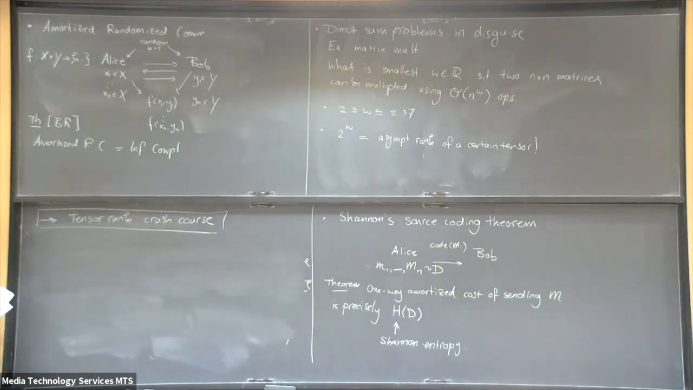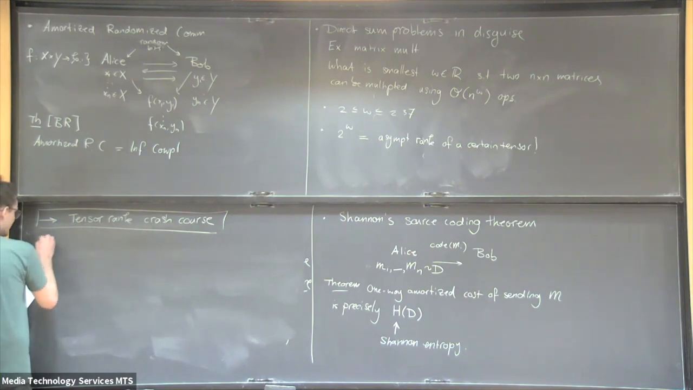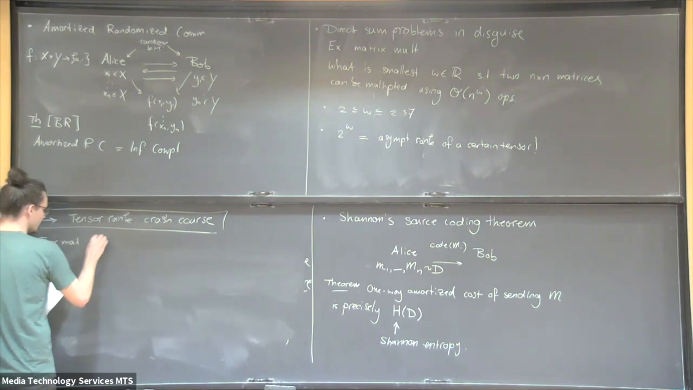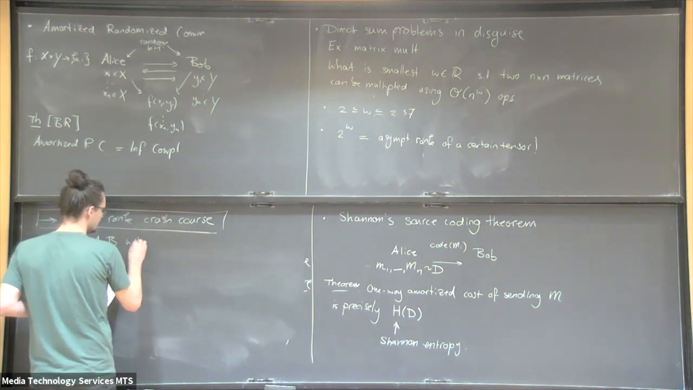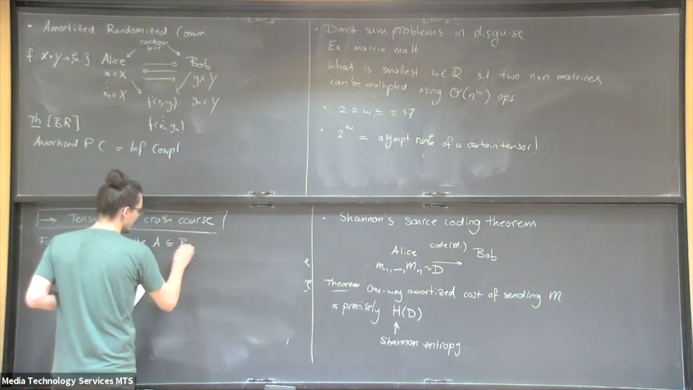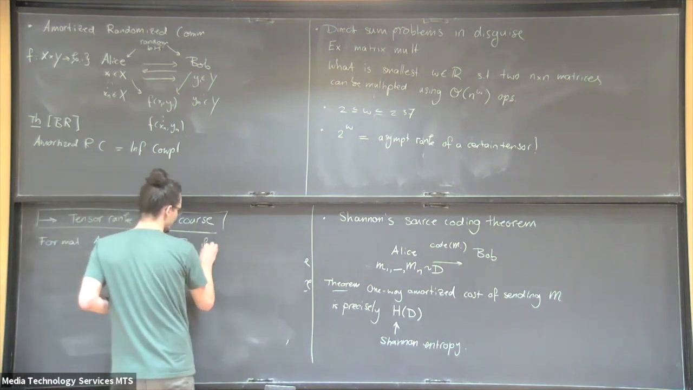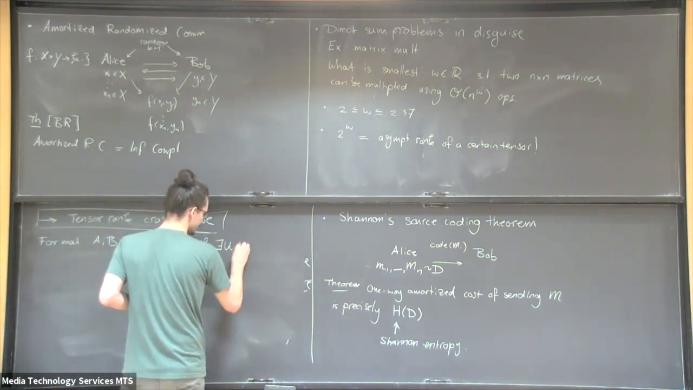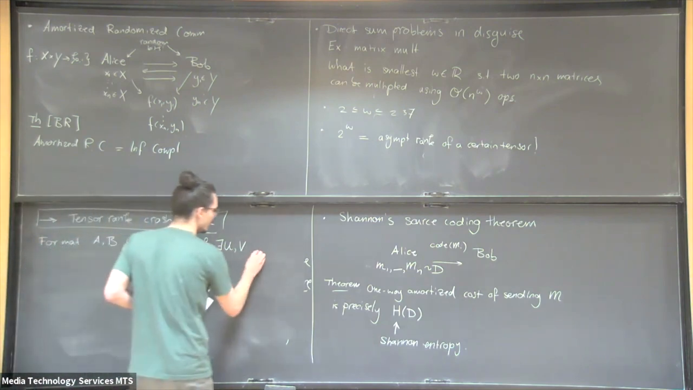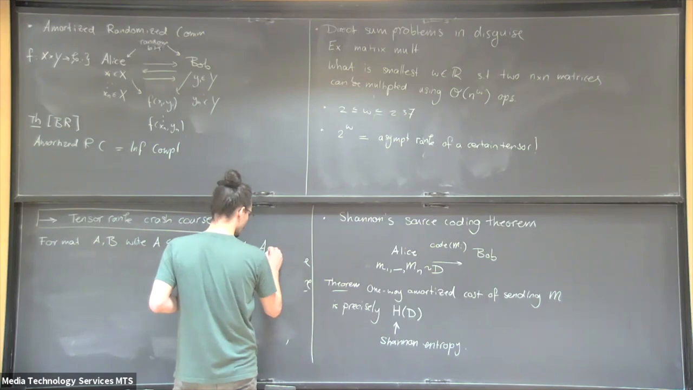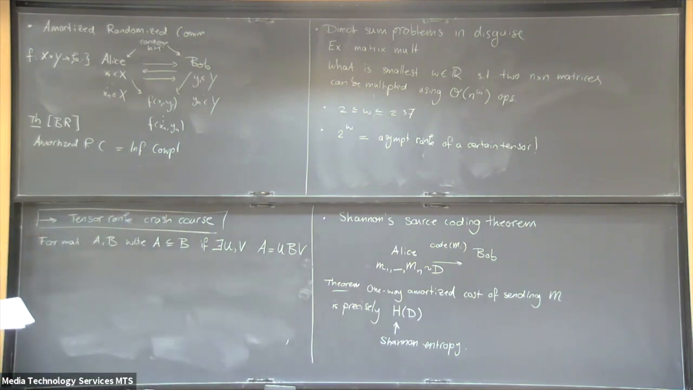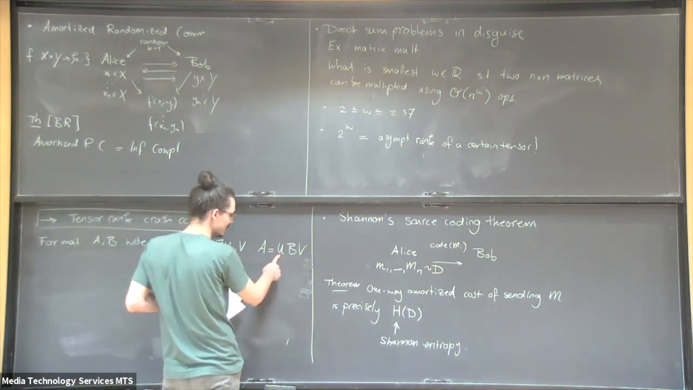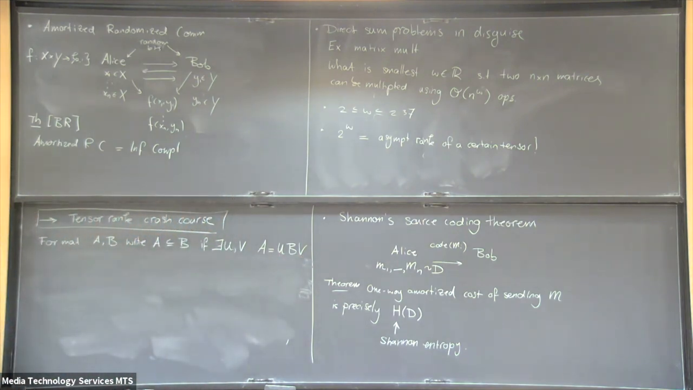The way I usually explain this is that if we have two matrices A and B, then I want to write A is at most B if there exist two other matrices, U and V, such that A equals U times B times V. So A is at most B if I can obtain A from B by applying a matrix to the left and applying a matrix to the right. And they don't have to be invertible.